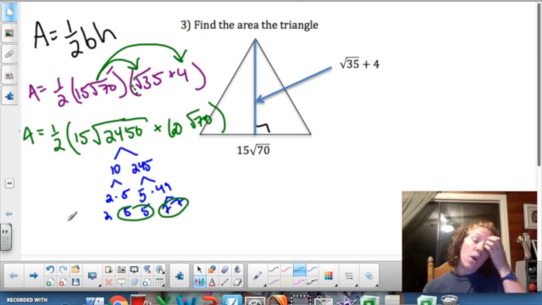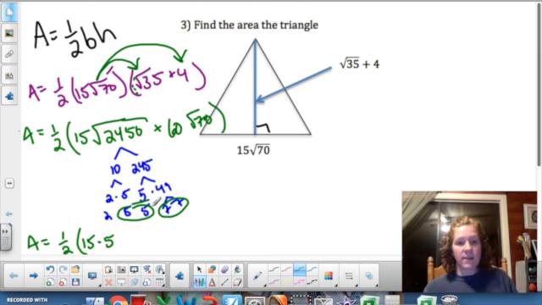So that means when I rewrite my area, I've still got that 1/2, I've still got that coefficient of 15, but now I've also got a coefficient of 5 because the square root of 5 times 5 is just 5. And I've got the square root of 7 because the square root of 7 times 7 is just 7. Underneath this radical, the only thing that's left behind is that poor sad little 2 that didn't have any friends.